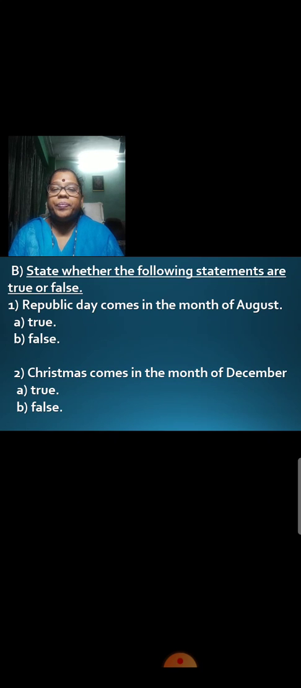Republic Day. Republic Day comes in the month of January. 26th January is Republic Day. But what is given here? They are telling you Republic Day comes in the month of August. So, is the statement true or false? False. Very good. Republic Day comes in the month of January.